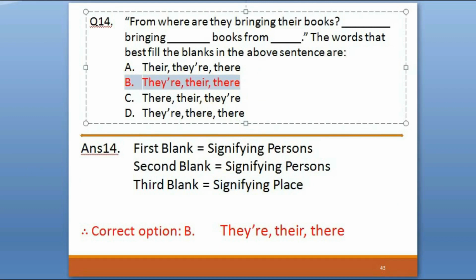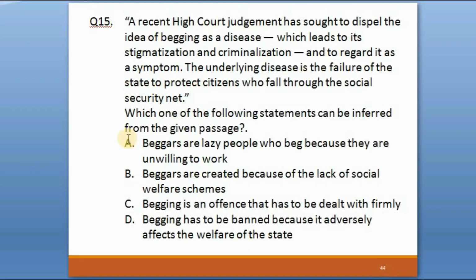Now let's move to the 15th question. A recent High Court judgment has sought to dispel the idea of begging as a disease, which leads to its stigmatization and criminalization, and to regard it as a symptom. The underlying disease is the failure of the state to protect citizens who fall through the social security net. Which one of the following statements can be inferred from the given passage?